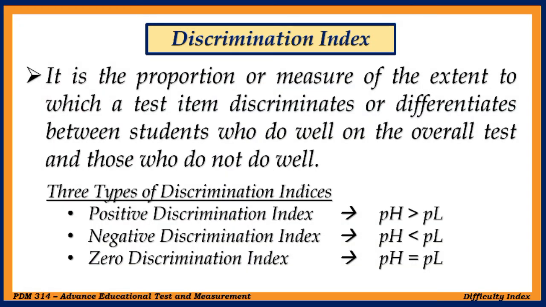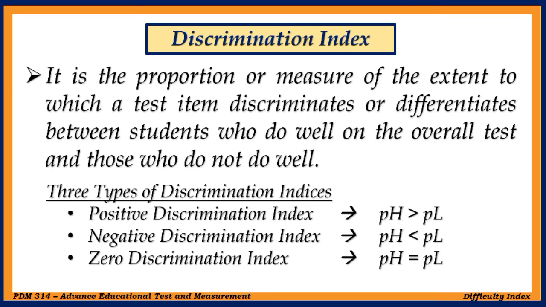Now let us define discrimination index. It is the proportion or measure of the extent to which a test item discriminates or differentiates between students who do well on the overall test and those who do not do well. There are three types of discrimination indices. First, positive discrimination index is a scenario wherein those who did well on the overall test choose the correct answer for a particular item more than those who did poorly.